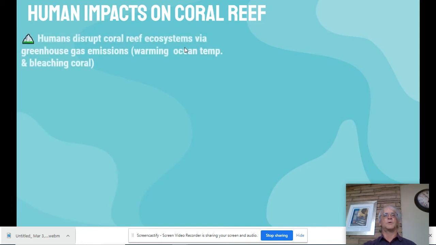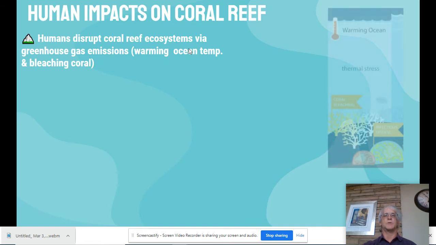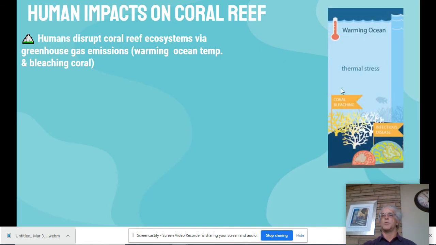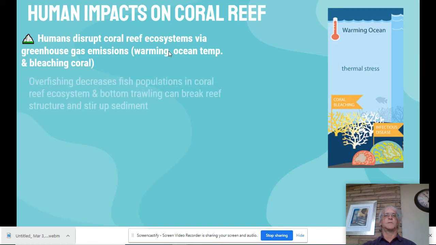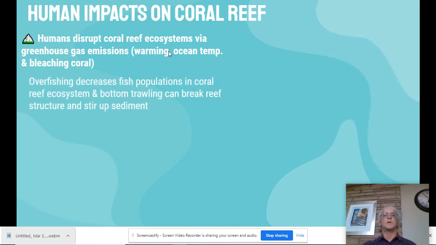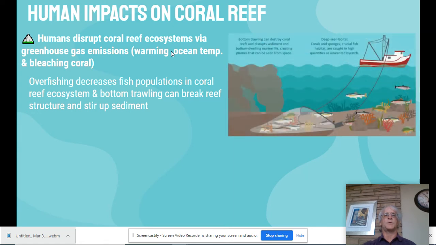Human impacts on coral reef. We can disrupt the coral reef via greenhouse gas emissions, which warm the ocean temperature and bleach the coral. For example, warming causes thermal stress, which means the algae leave. Overfishing reduces fish populations in coral reef ecosystems, and bottom trawling can completely destroy the reef in this area.